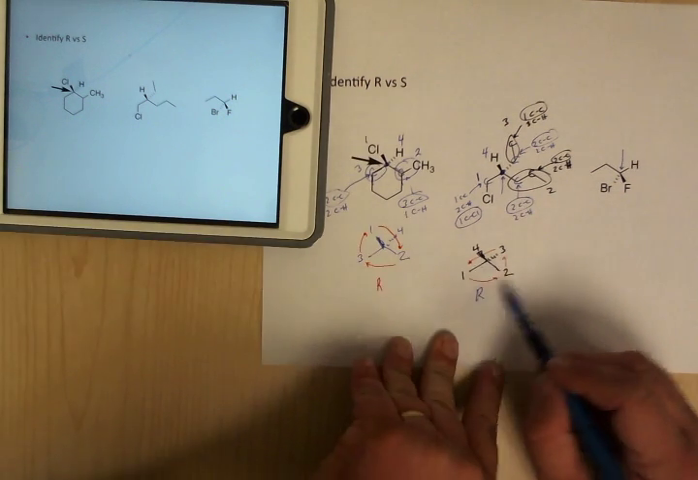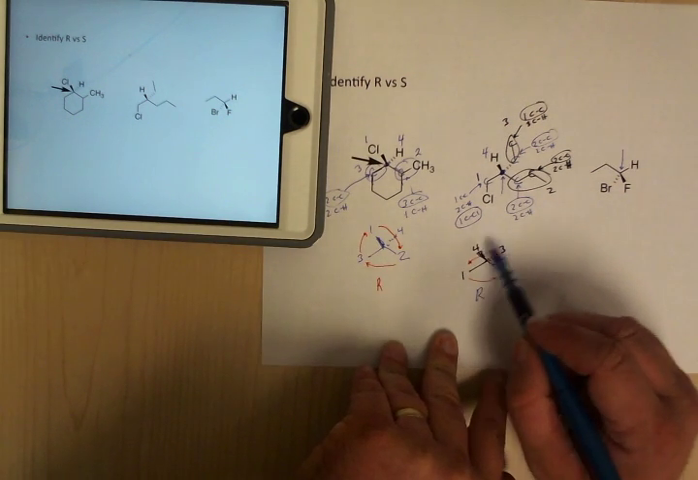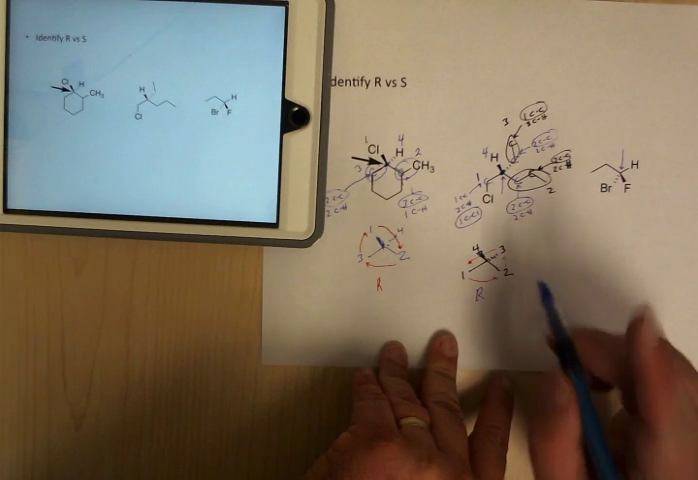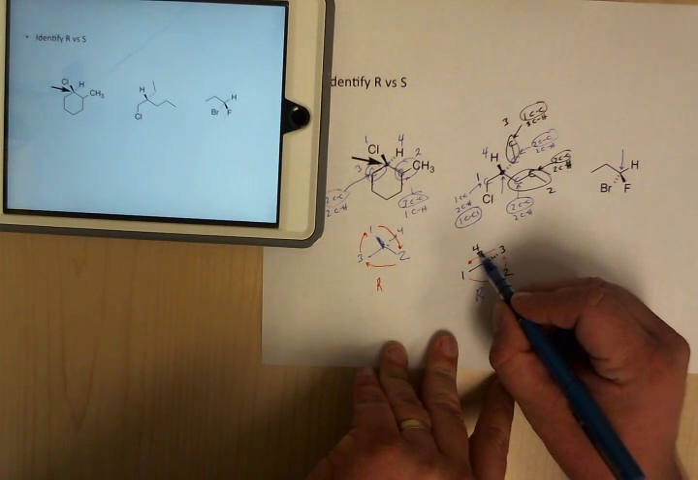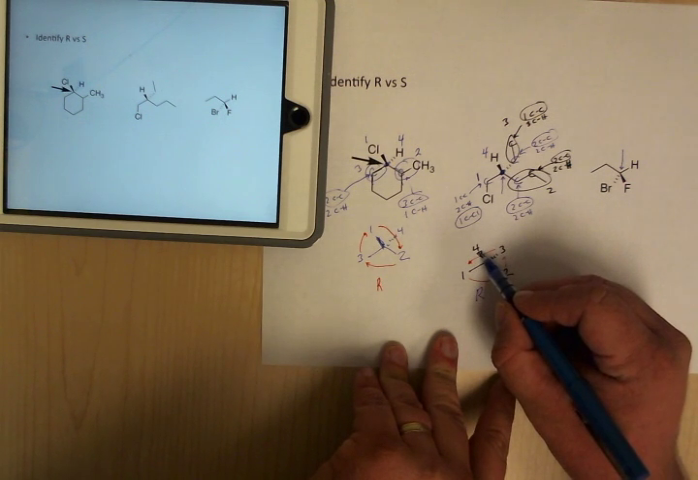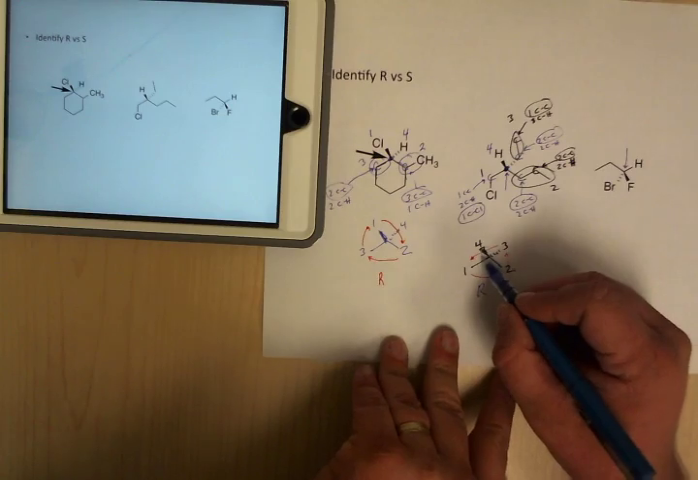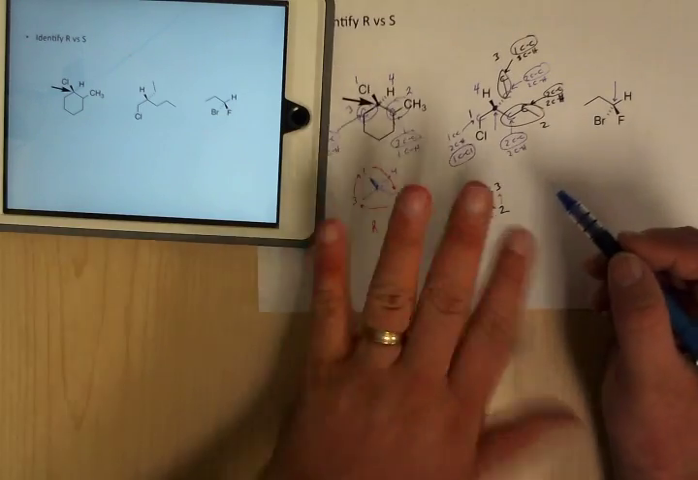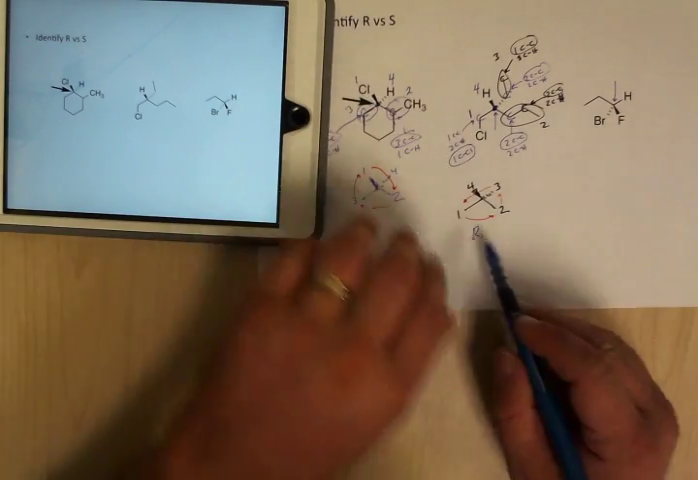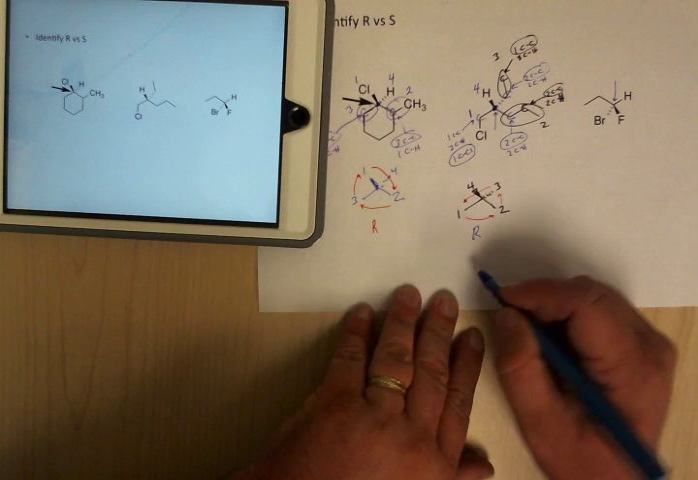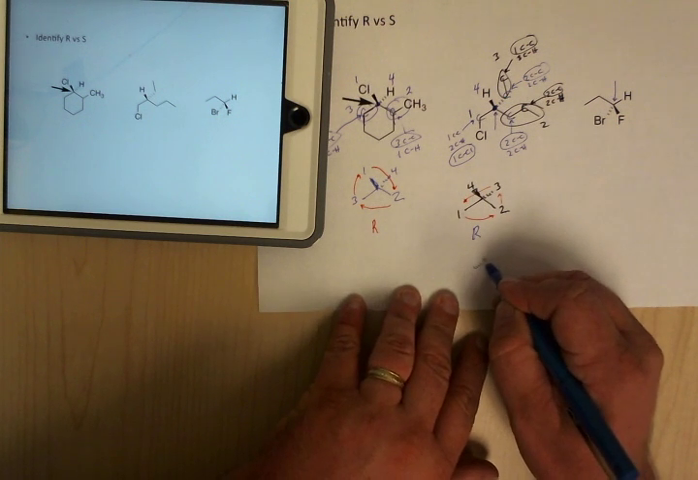Now, oh my goodness, the steering wheel method would say that it's going counterclockwise, which would be S. But remember, for the steering wheel, the 4 has to be behind. Now here it's coming out at you. So if you're going to rotate the molecule, rotate these 2 switch sides and then these 2 switch sides, so it ends up looking like this.